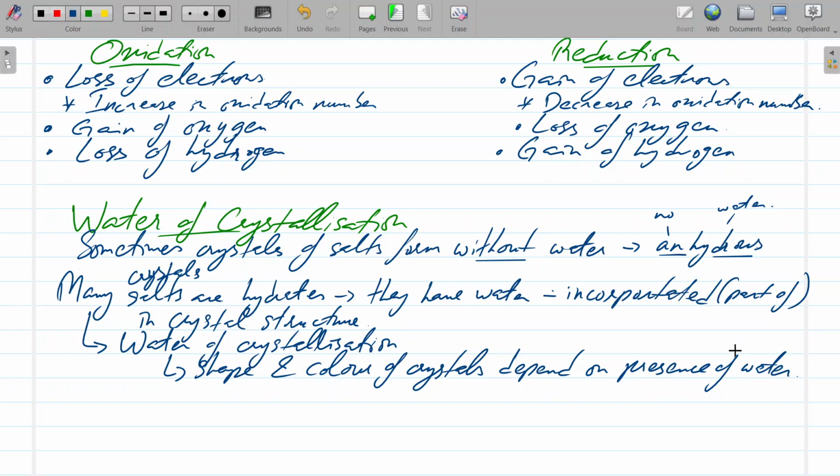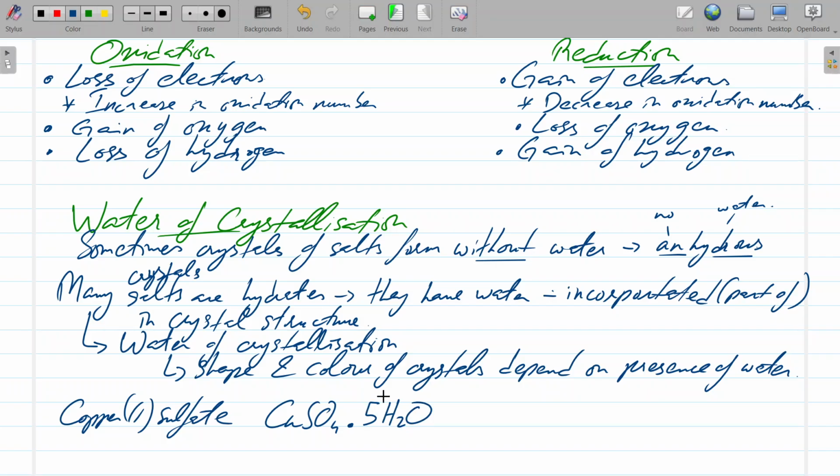So an example is crystals of copper 2 sulfate. You've got the copper 2 sulfate, which is like this, and to show the water of crystallization, you put a dot, and then you write how many water molecules are associated with each crystal. So this is specific to the type of crystal, the type of salt, the compound. You can't just put any number you want. So there are 5 water molecules that go with copper 2 sulfate.